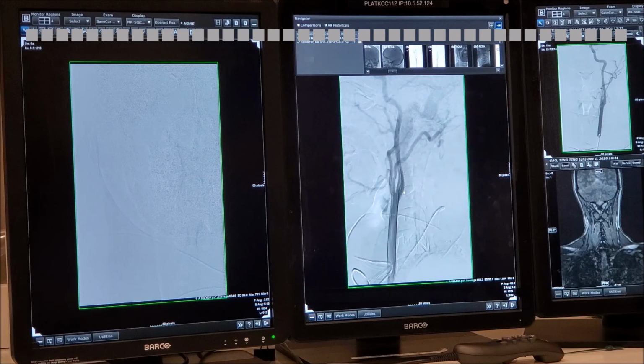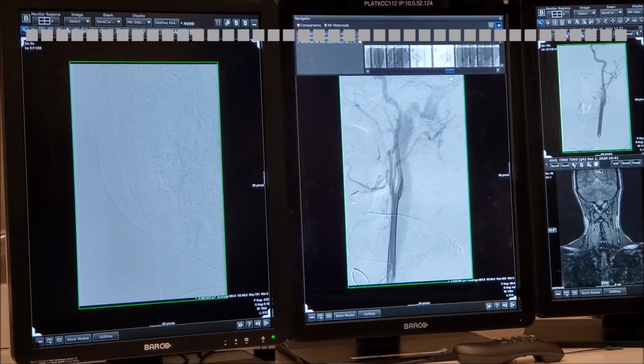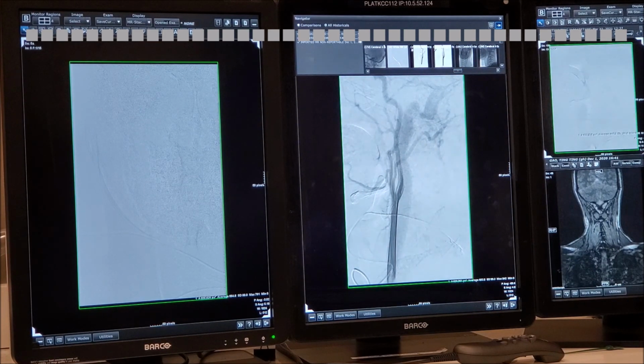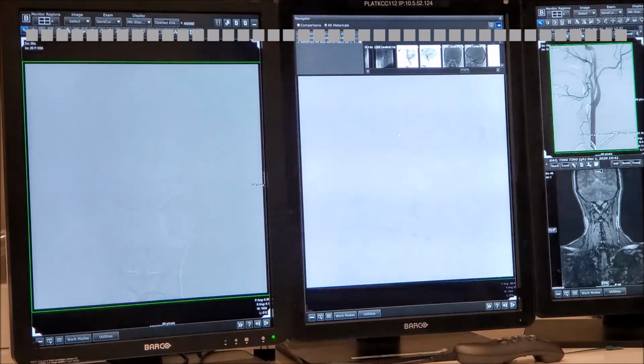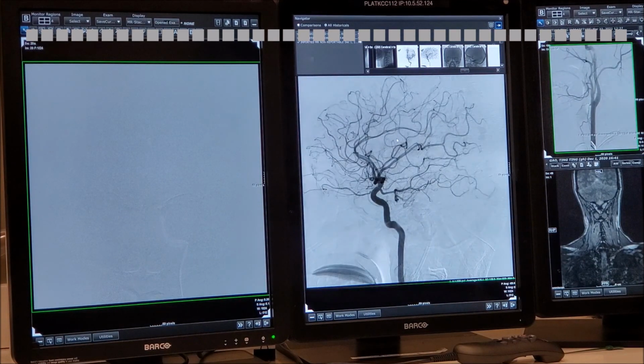It's not unreasonable when you have this problem to do a better injection here with more contrast to fill up the stuff better. And let's continue with the left. Okay, so this is what I have here. I don't see any obvious supply. This is the left common carotid artery.